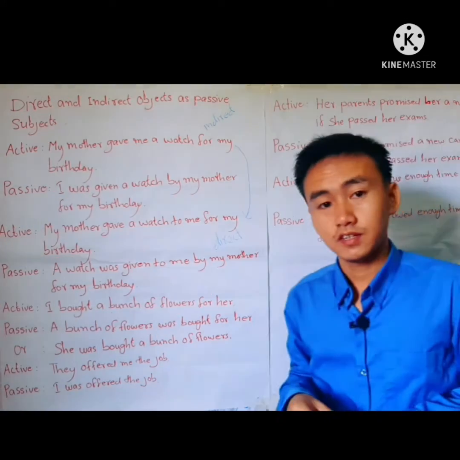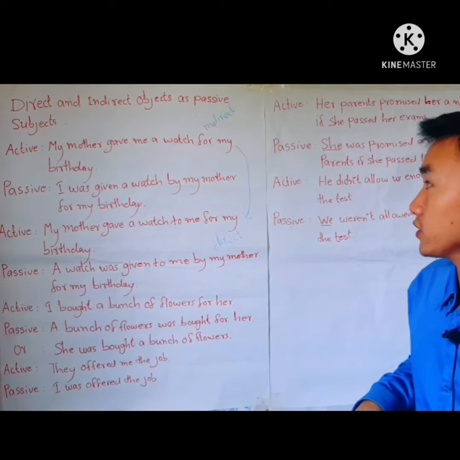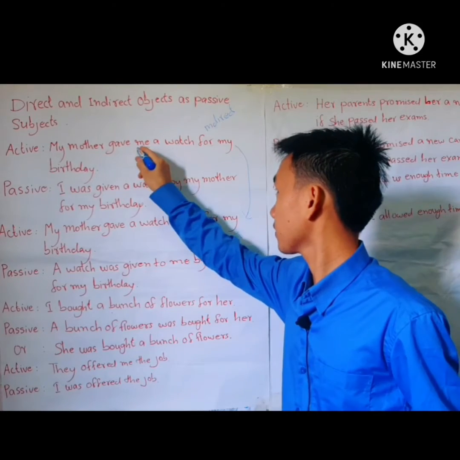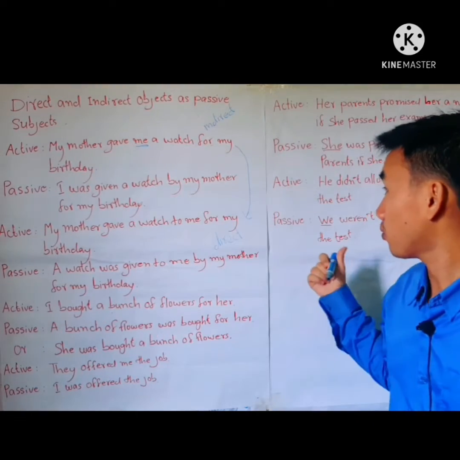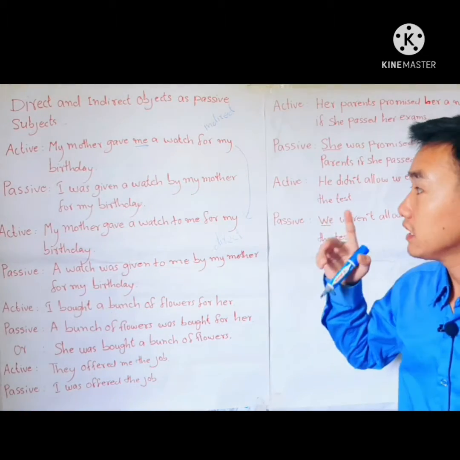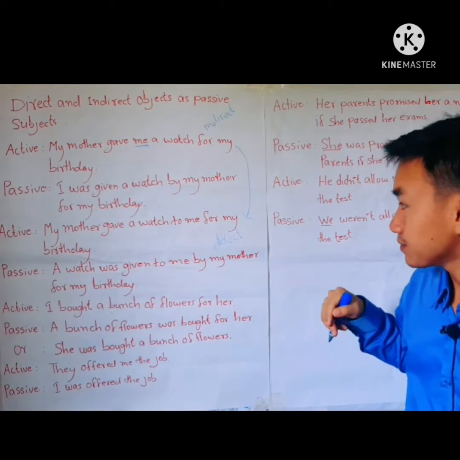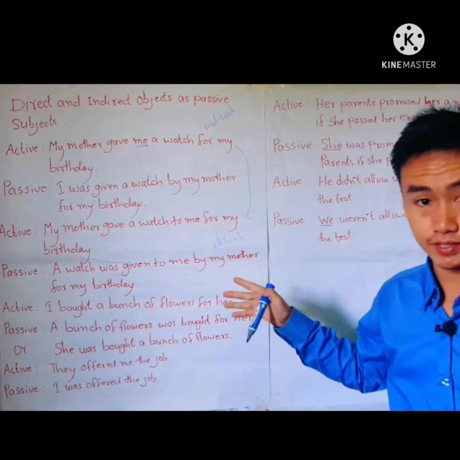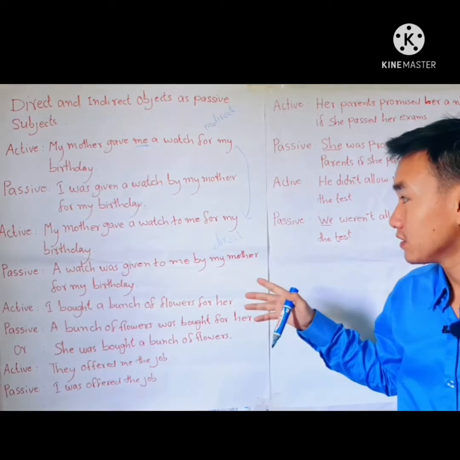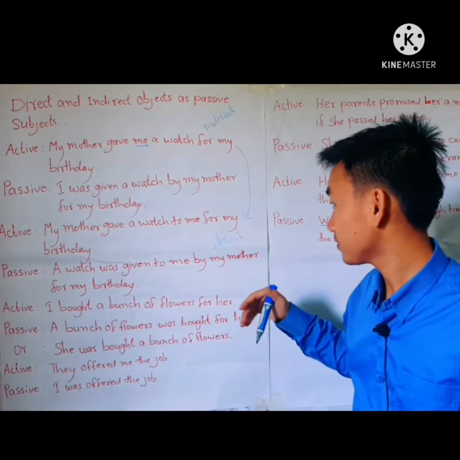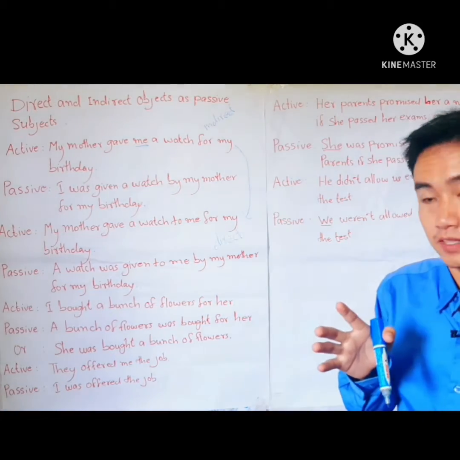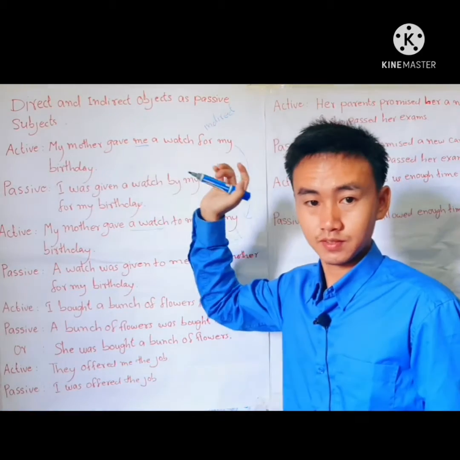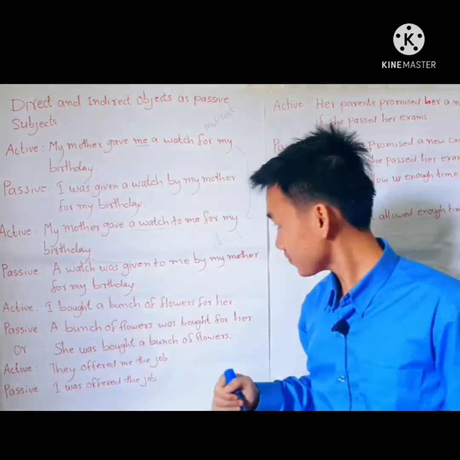As you can see, in the indirect object, the structure is here: My mother gives me a watch for my birthday. But in the direct one, it will be: My mother gives a watch to me for my birthday. Alright, this is direct because we have the object first, right? The object is a watch. It is just me. Indirect, right?